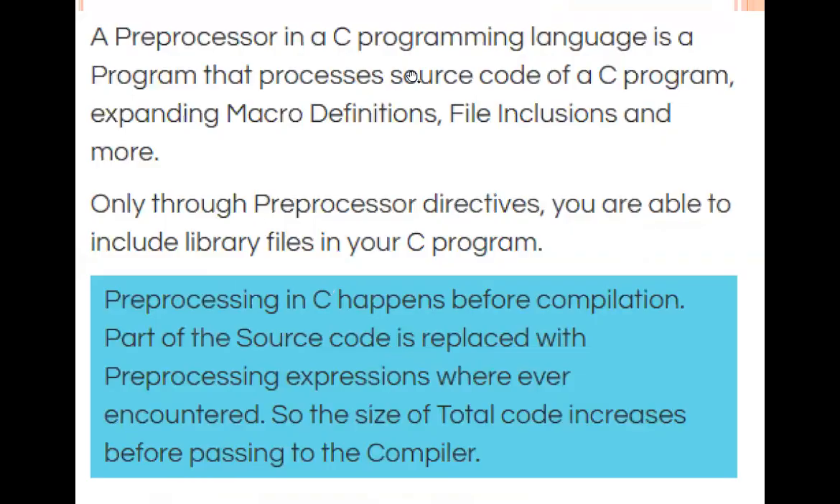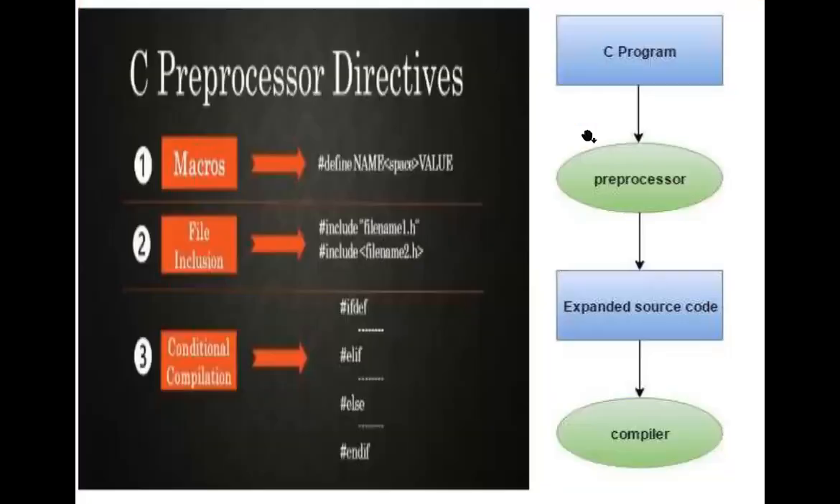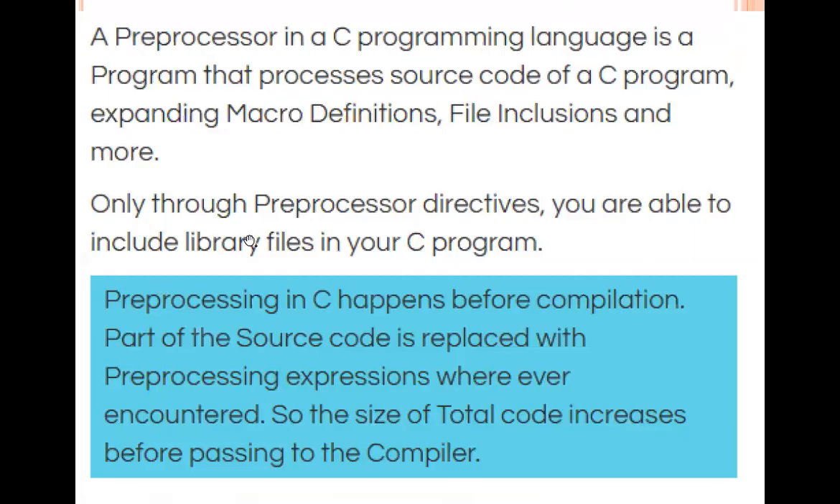A C preprocessor is a program that processes your C code, expanding the macro definitions, file inclusions and other things. Your preprocessor will expand macros, file inclusion and also perform some conditional compilation. Only through preprocessor directives are you able to include your library files in your C program. Only through the preprocessor can you include your header files in the program.